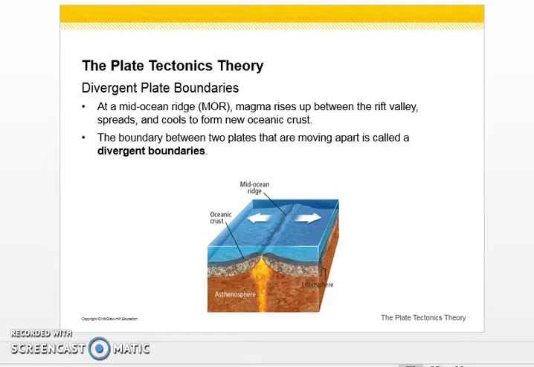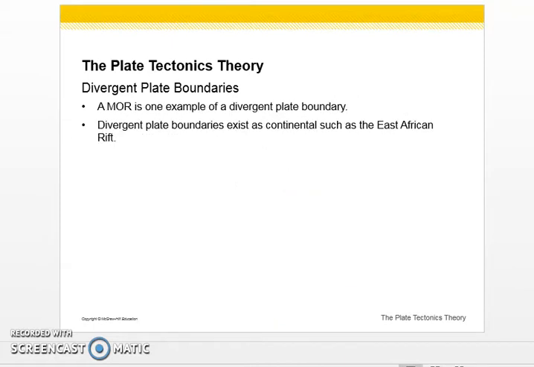So just a reminder in case you didn't watch it the whole way through, plate tectonics theory is what we're talking about. And we've talked about convergent plate boundaries, and we had just started discussing divergent plate boundaries. A mid-ocean ridge is one example of a divergent plate boundary. Divergent plate boundaries exist as continental, such as the East African Rift.